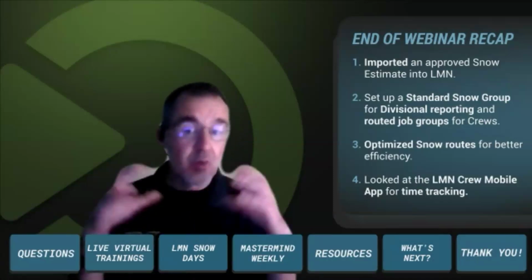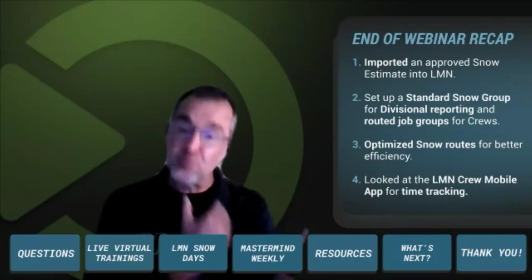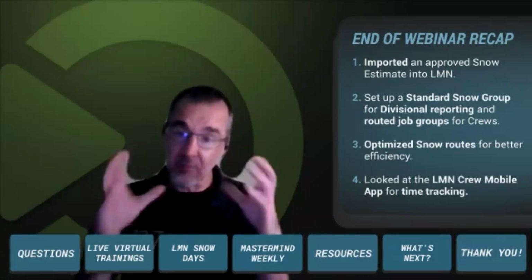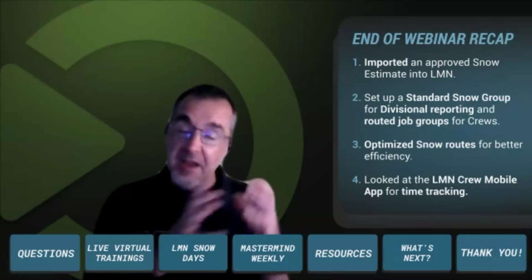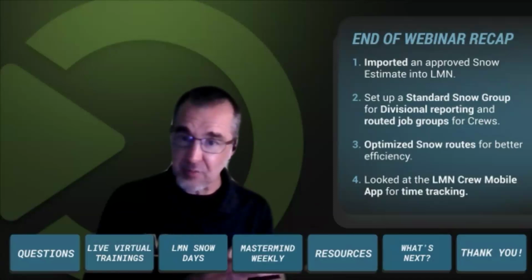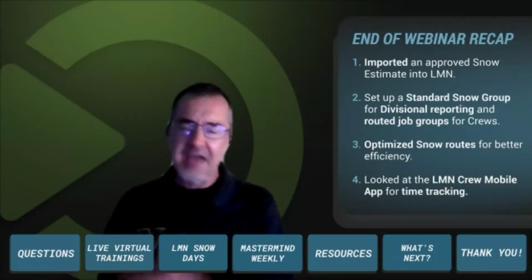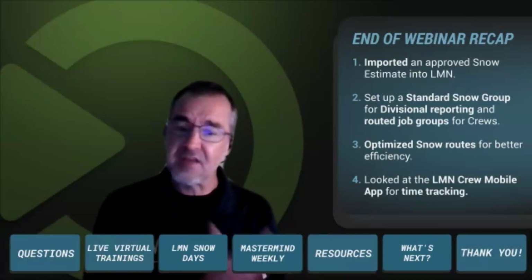So to recap what we've covered here today, we took that estimate that we created in session number 1 and we created an actual snow job. We set up a snow job group for our entire division, as well as showed you guys that a routed job group can also help with your overall planning ahead of time. We can then optimize that job group so that you're spending more time clearing the actual property versus driving around. And of course, we've taken a look at how all of this is conveyed within the LMN Crew mobile app.